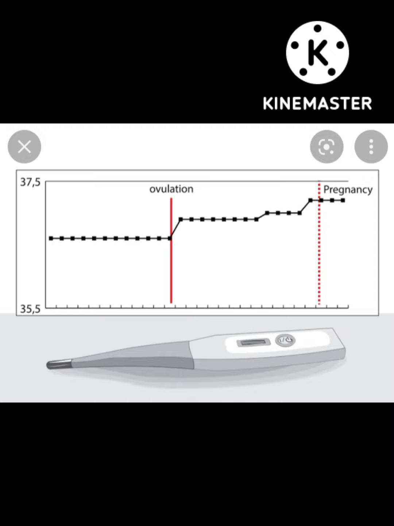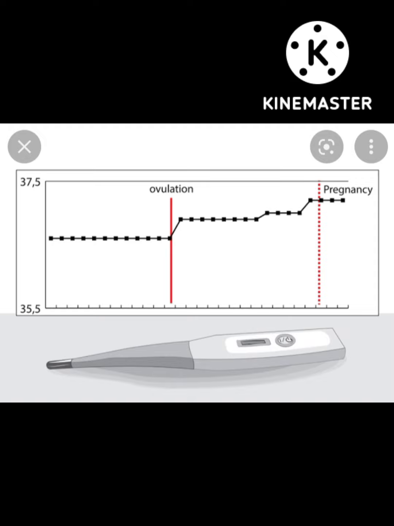Disadvantage of basal body temperature. What are the drawbacks of the basal temperature method? The basal body temperature method may not accurately predict ovulation in all women, including those with irregular menstrual cycles. It offers no protection from sexually transmitted infections.